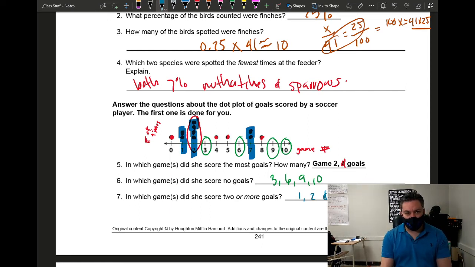That's that easy. We're gonna be talking a little more about dot plots later on. So please subscribe so that you can see what else we're gonna be learning about dot plots. Just a hint, we're gonna be using median, mode, and range for those.